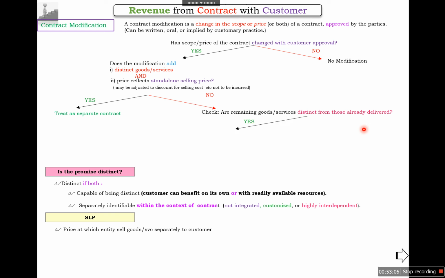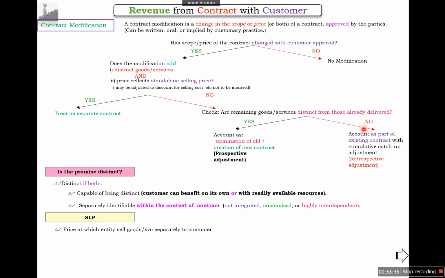So if the answer is yes, it is distinct from the goods already delivered. In that case, it means the price is not the standalone price. In this case, we need to terminate the old contract and create a new contract. So it will be called a prospective adjustment. But if the answer is that it is not distinct from the goods already delivered, in that case, we need to account for it as a part of the existing contract and it will be called a retrospective adjustment.